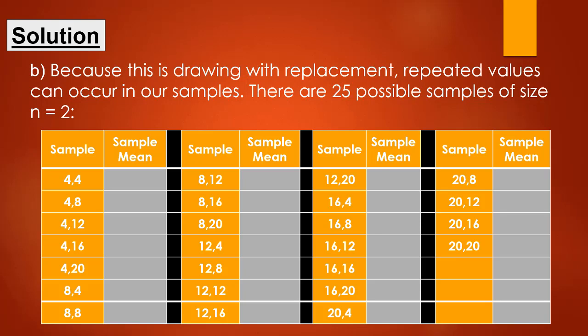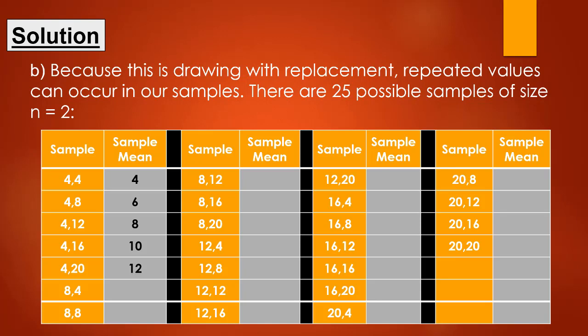We find the mean for each one of those pairs. We do that by adding the two numbers together and dividing by 2. So 4 plus 4 is 8. 8 divided by 2 is 4. 4 plus 8 is 12. 12 divided by 2 is 6. 4 plus 12 is 16. Divided by 2 is 8. Here we get 10. Here we get 12.